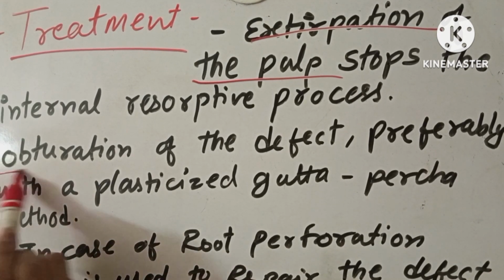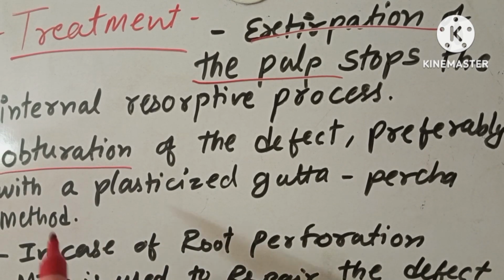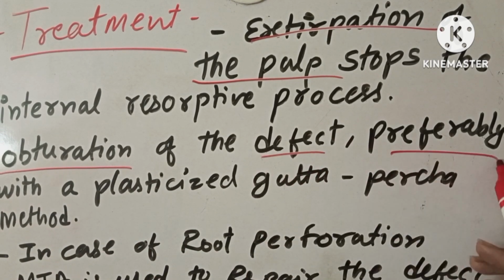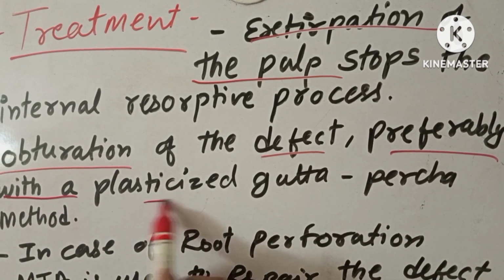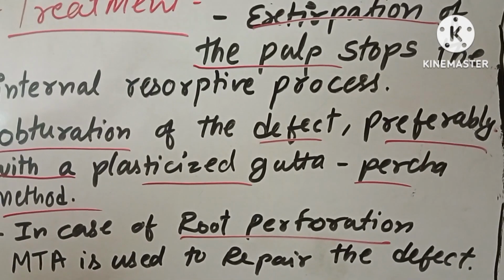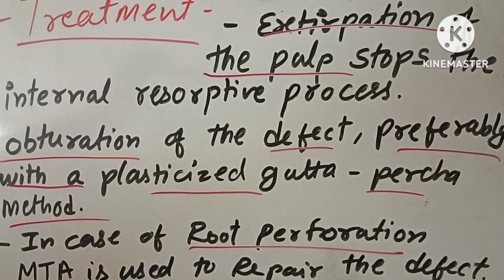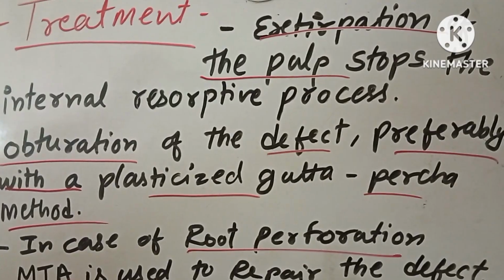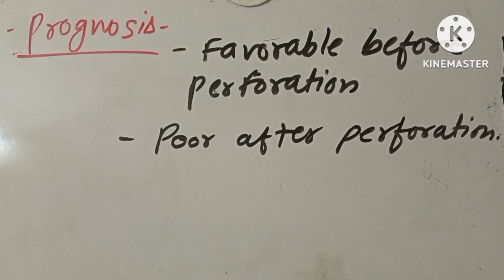Obturation is the process of filling the canals. Obturation of the defect is preferably done with the plasticized gutta-percha method. In case of root perforation, MTA is used to repair the defect. MTA is mineral trioxide aggregate. So, what is the prognosis? Prognosis is favorable before perforation and poor after perforation. So, here we are ending the diseases of the pulp chapter.